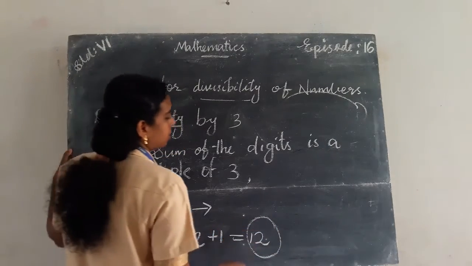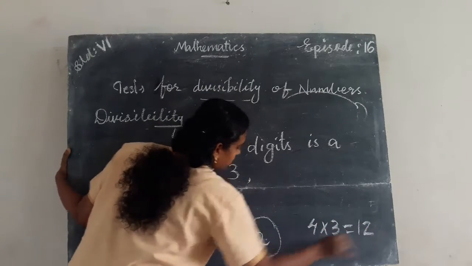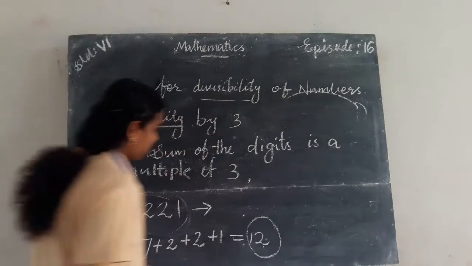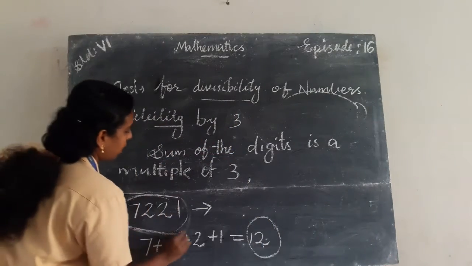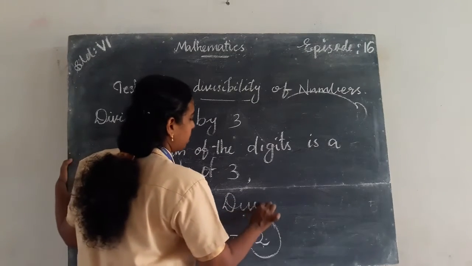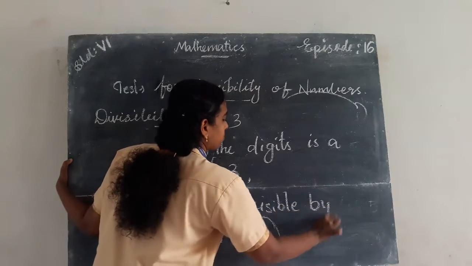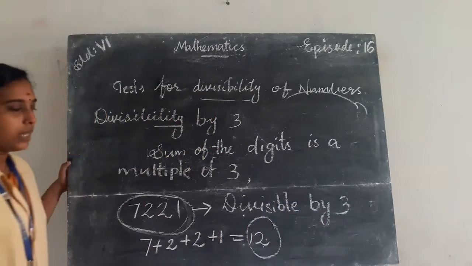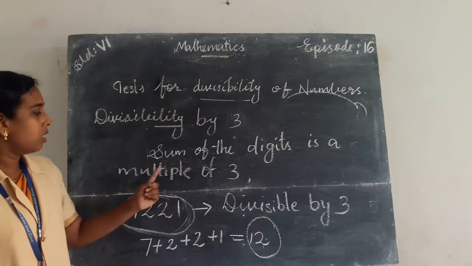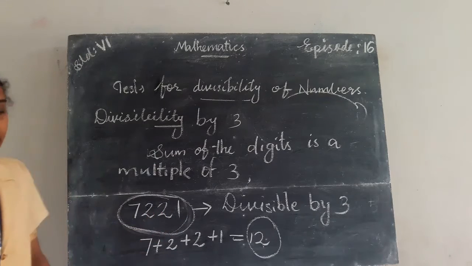From the table of 3, 4 times 3 is 12. So 12 is a multiple of 3. Then we can say that 7221 is divisible by 3, because the sum of its digits is a multiple of 3.